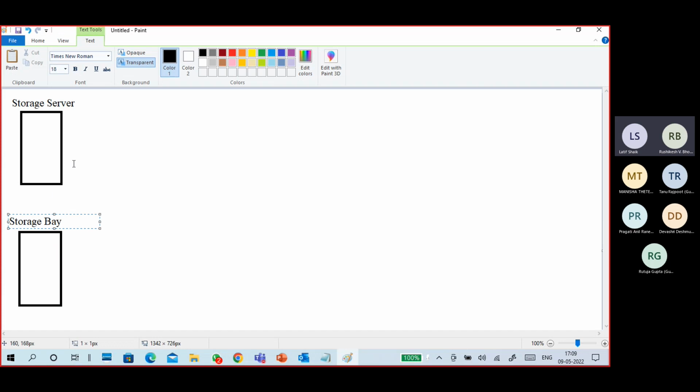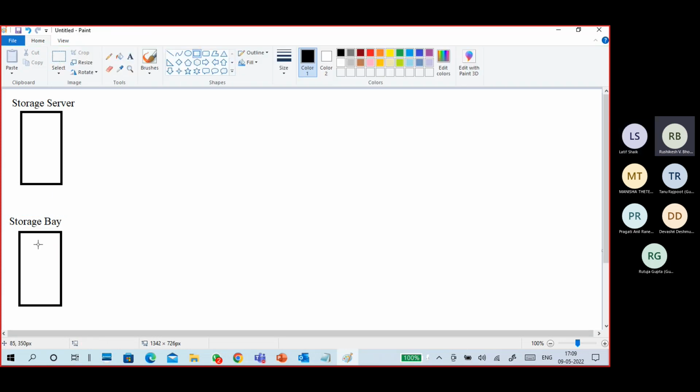What is a storage bay? It contains disks. A lot of disks are there, like an iSCSI. So it contains disks inside. Everything is connected to the network only. The server is connected to the network, and the storage bay is also connected to the network. It's storage, either internal storage to the server or a separate storage box, whatever it is.